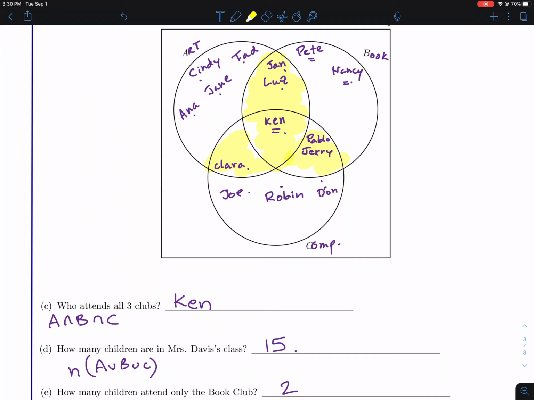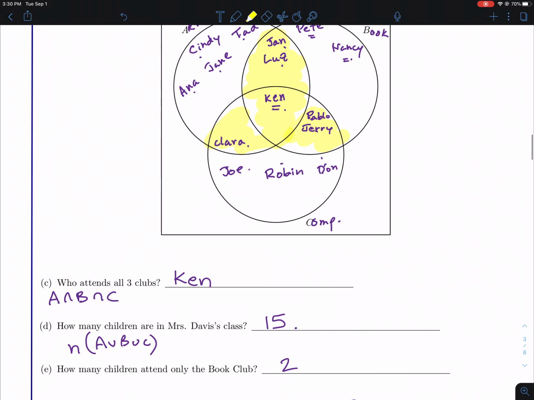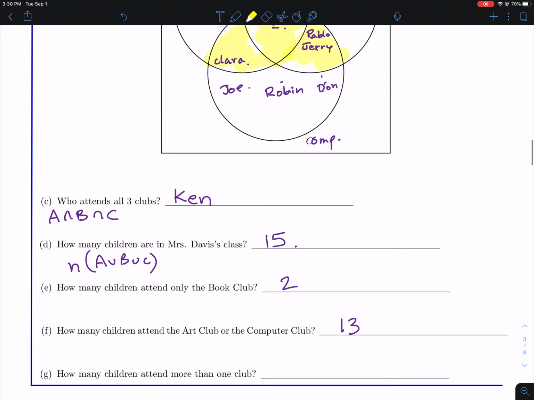Because remember, Anna, Cindy, Jane, and Tad are just in the art club. Pete and Nancy are just in the book club. Joe, Robin, and Don are just in the computer club. So to find the people that are attending 2 or 3 clubs, we need to look at those middles. In this case, we've got 1, 2, 3, 4, 5, 6. So there's 6 that are in 2 or more clubs.